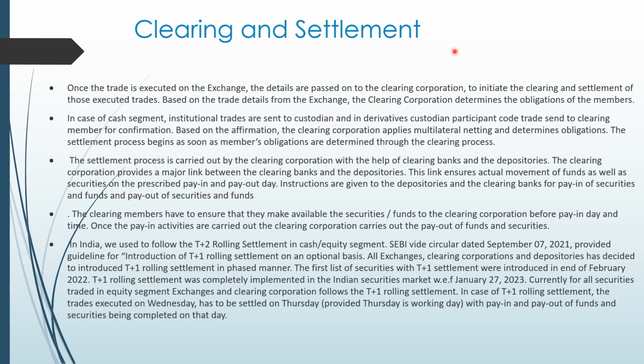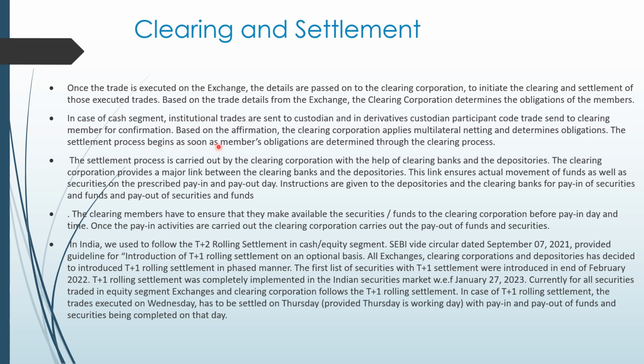Clearing and settlement. Once the trade is executed on the exchange, the details are passed on to the clearing corporation. The clearing corporation initiates the settlement process of the executed trades. Based on the trade details from the exchange, the clearing corporation also determines the obligation of the members. In case of the cash segment, institutional trades are sent to the custodian, and in derivatives, custodian participant code trades are sent to the clearing member for confirmation. Based on affirmation, the clearing corporation applies multilateral netting and determines the obligations.